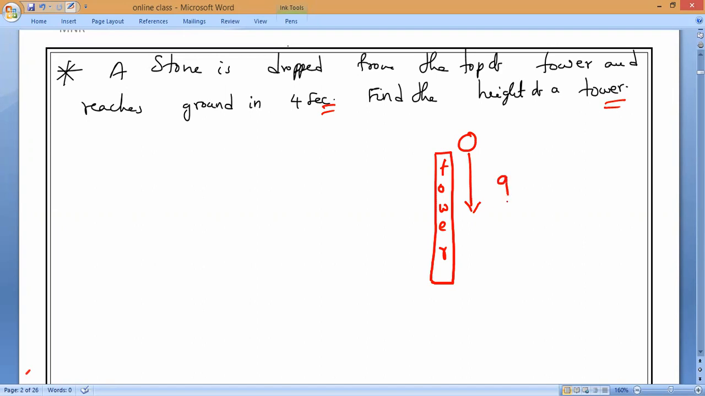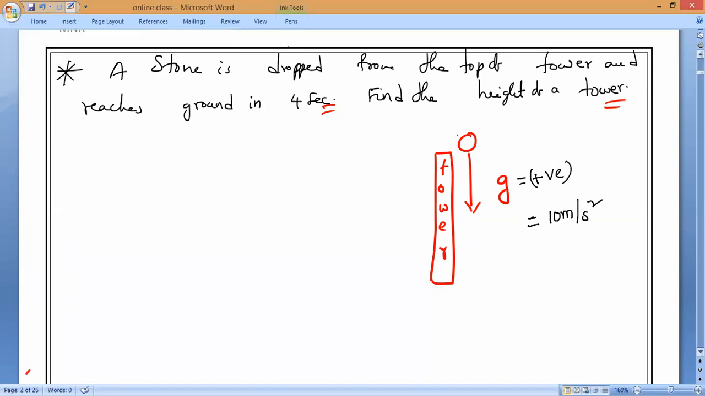Now, is g positive or negative? Only Danishkar will answer, others will be silent. If a stone is falling down, g is positive, sir. Positive. What is the value? I told you already. You have to take either 10 meter per second square or 9.8 meter per second square. Let us take 10, no issues.